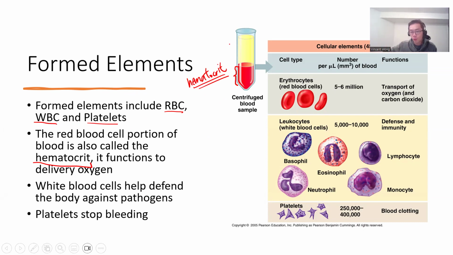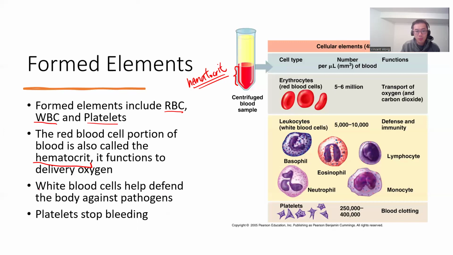The individual red cells are the erythrocytes. But when you pack them together in the test tube, when you spin it all down like that, then it's called the hematocrit. The main function of red cells is to deliver oxygen, and actually they help deliver the carbon dioxide back to the lungs as well. But we'd say deliver oxygen.